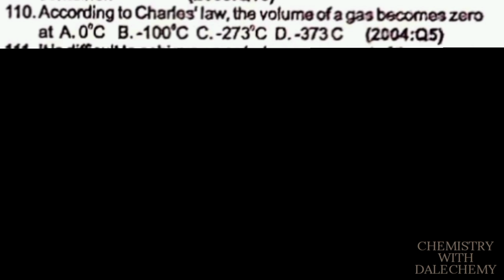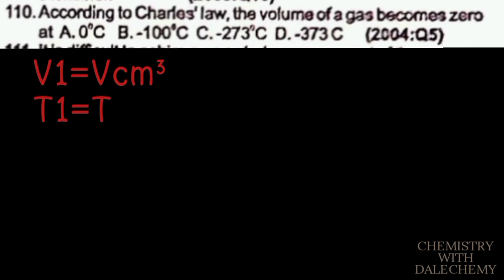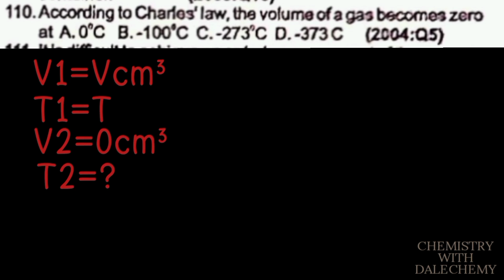So let's say the volume of that gas initially was V1 equals V, a particular volume that we don't know, when it was not zero, and it will have a particular temperature as well, T1 equals T. Then let's say the volume now changes to 0. So V2 is now equal to 0. It changed from V to 0. So what will now be T2? Because that was what they're asking. That is, what will be the temperature when the volume is 0?